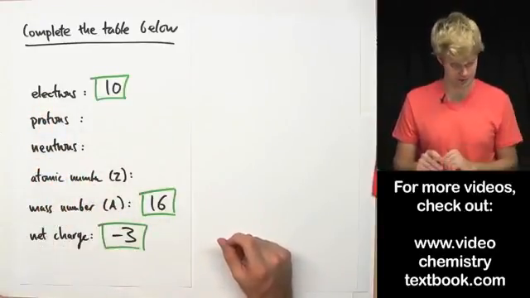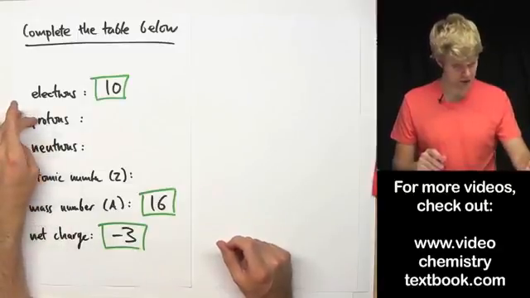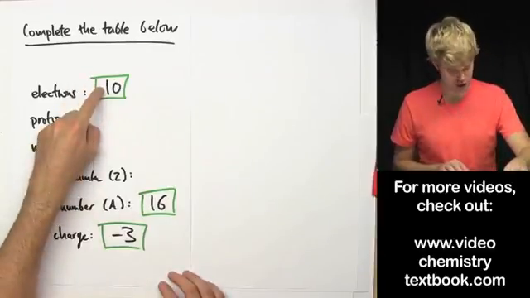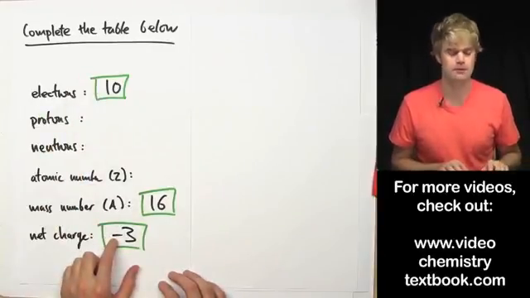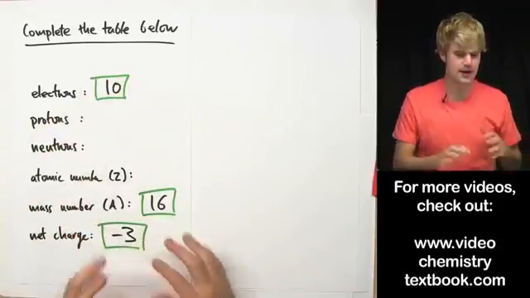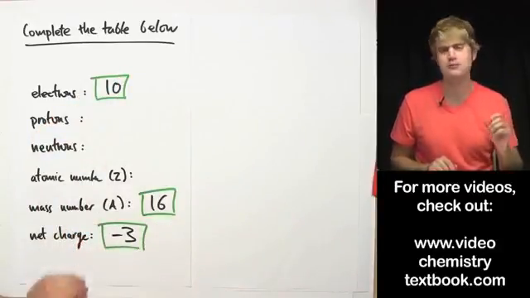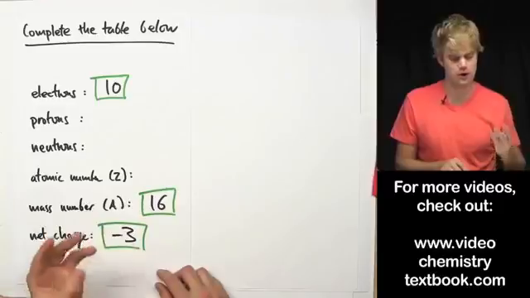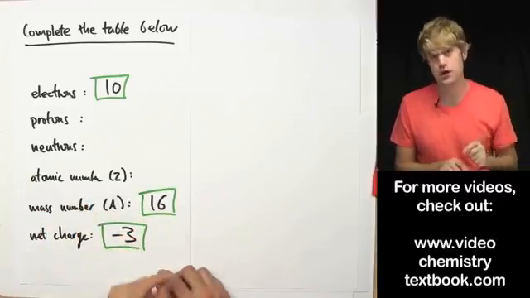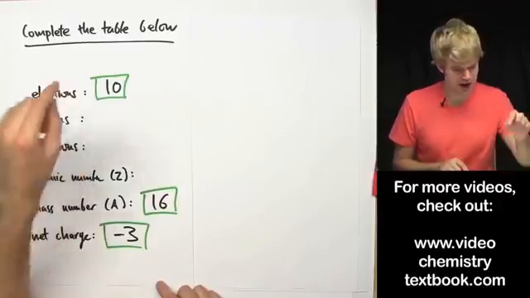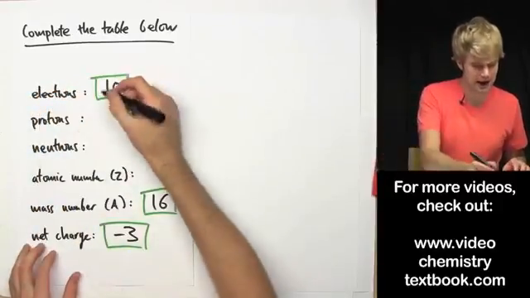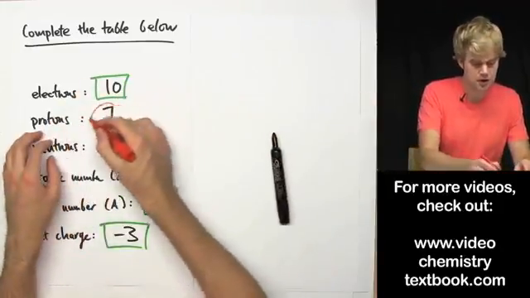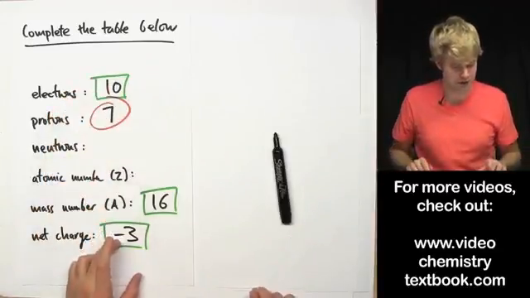We need to fill in the things that are empty. Okay, we don't know how many protons, we don't know how many neutrons. Where can we start? Okay, we know the electrons and we know the net charge. So based on the number of electrons and the net charge that this atom has, we can figure out how many protons there are. Okay, since this is a net charge of minus 3, that means that there are 3 more electrons than protons, because electrons have a negative charge. So I have 10 electrons, that means that I'm going to have 7 protons. 3 more electrons will give me minus 3.